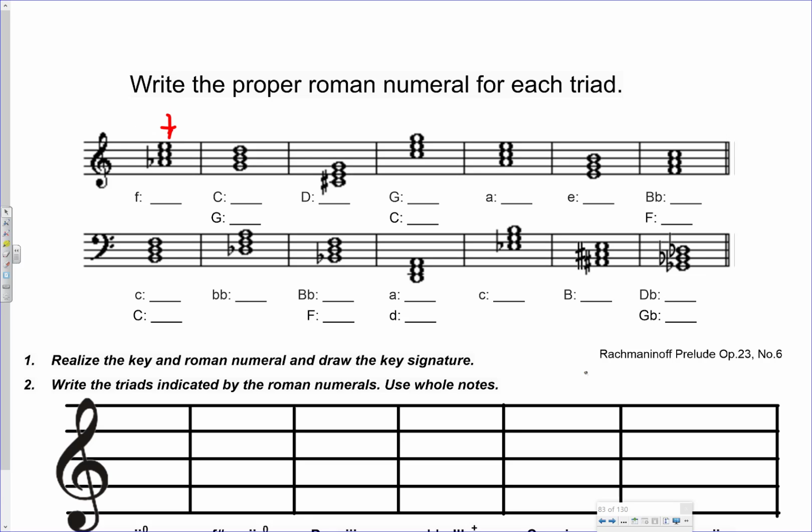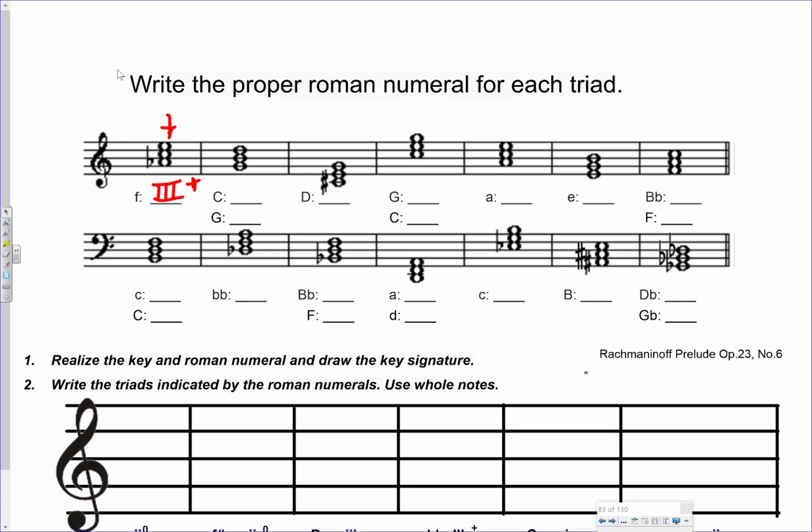My root is A flat. Ask yourself, A flat is what in the key of F harmonic minor? If you said 3, you'd be correct. A flat is the third scale degree. And we cannot forget the plus sign next to that Roman numeral 3 because the triad is indeed augmented.